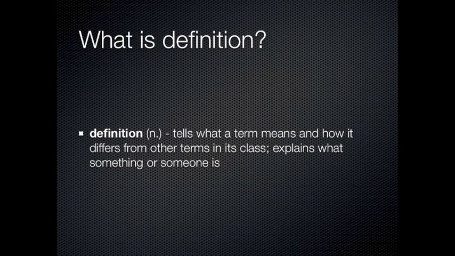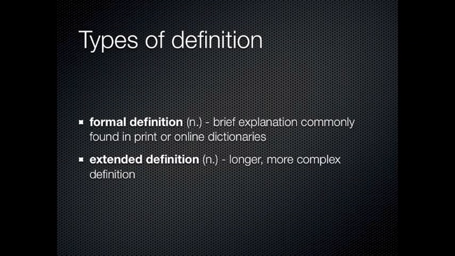A definition tells what a term means and how it differs from other terms in its class. A definition also explains what something or someone is. There are two types of definitions. One is a formal definition, which is a brief explanation commonly found in print or online dictionaries. Next is an extended definition, which is a longer, more complex definition.